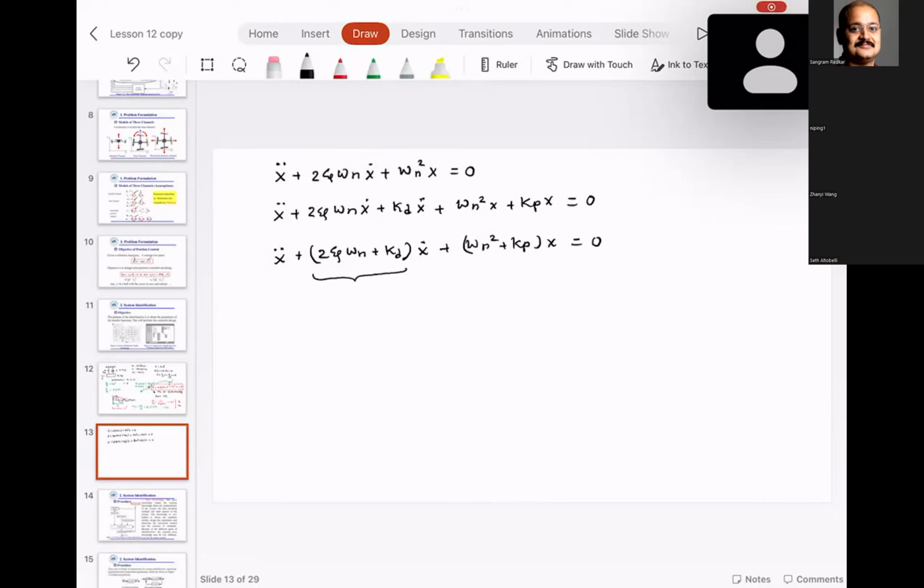So now I want you to tell me what happened from the original equation to the new equation. By adding the controller, I added the amount of damping in the system. Do you agree with me?